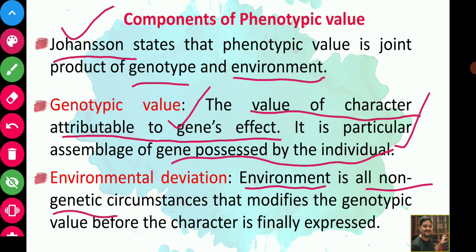So everything where genes are not involved is known as non-genetic factor or non-genetic circumstances. The environment is all non-genetic circumstances that modifies the genotypic value before the character is finally expressed. So before expression of that particular character, environment modifies the expression of that character, and that modification is known as environmental deviation. So I think you get a clear-cut idea about the components of phenotypic value, which is mainly two: genotypic value and environmental deviation.